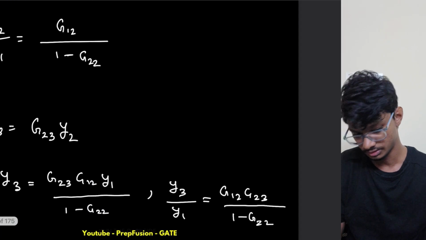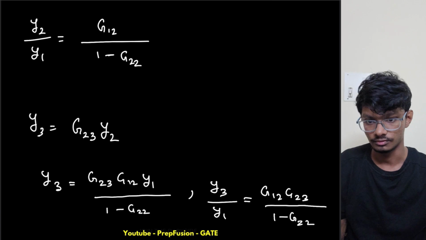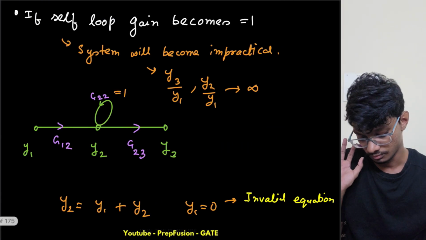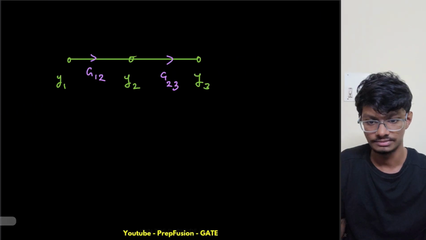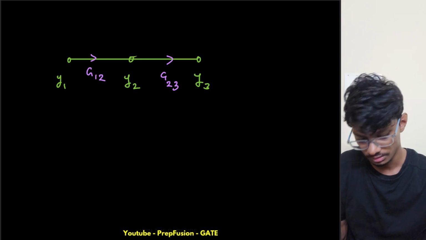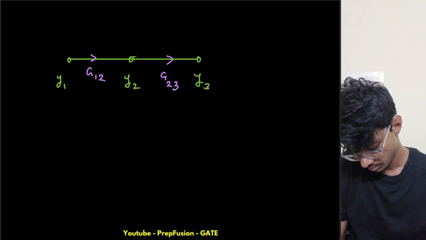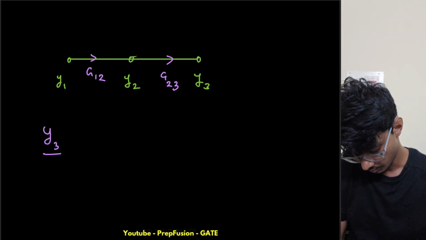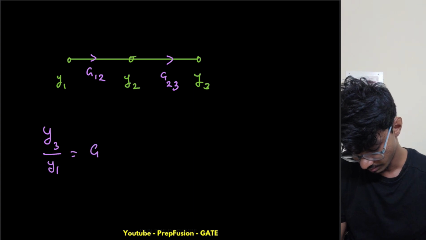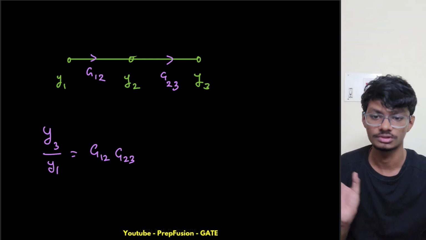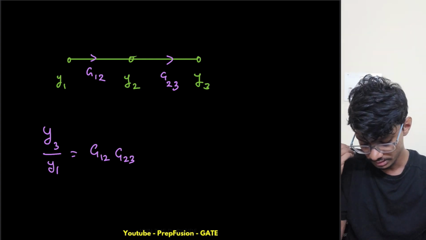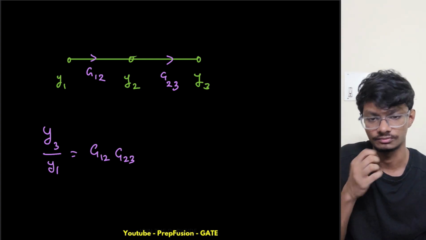So if I remove that self-sustaining loop, what will be the gain? It will be simply y3 upon y1 equals simple multiplication, since we don't have any loops, g12 into g23. So this becomes very simple. Now let us solve an example question with this.